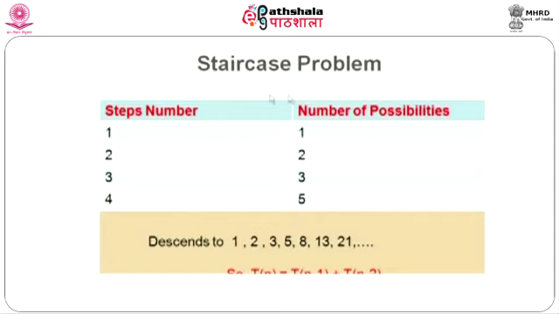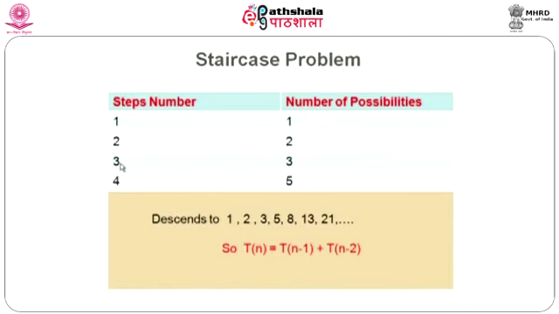So, by enlarging this, you can have a table like this. For example, for 1 step, there is only one way. If there are 2 steps, there are 2 ways in which we can do it, that is step 1 and another step 1, or 2 steps can be walked up in one go. Similarly, for 3 steps it is 3, and for 4 steps it becomes 5. If I keep on enlarging this, then the sequence becomes something like 1, 2, 3, 5, 8, 13, 21.